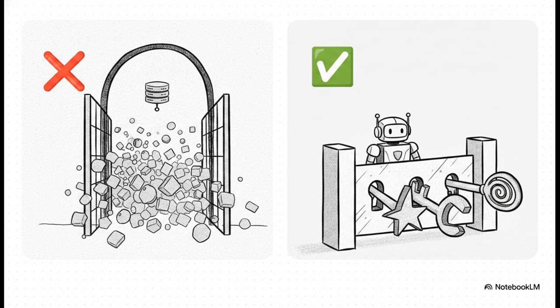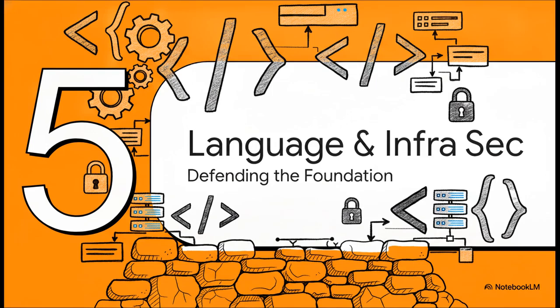Instead, you've got to explicitly whitelist only the specific origins that actually need access. And be sure you're validating that origin header on the server side, not just blindly echoing it back. Which brings us to Section 5, language and infrastructure security, where we defend the actual foundation.